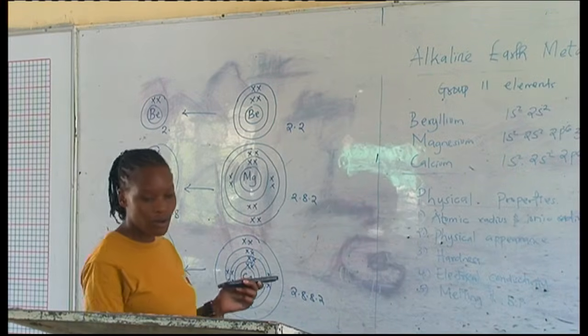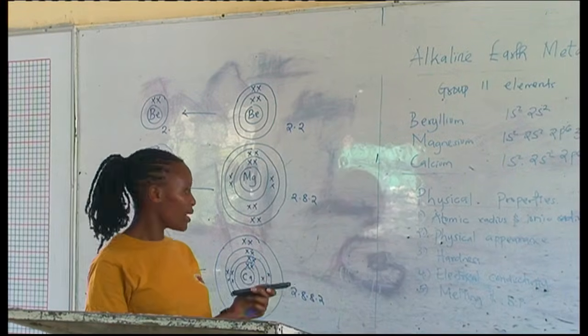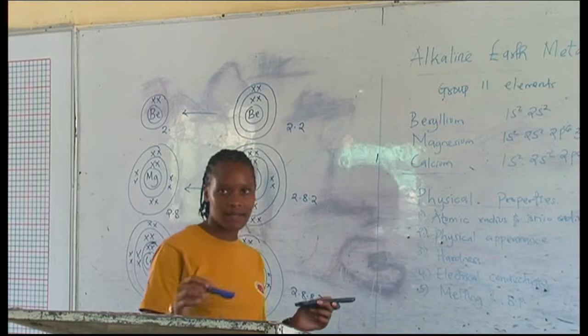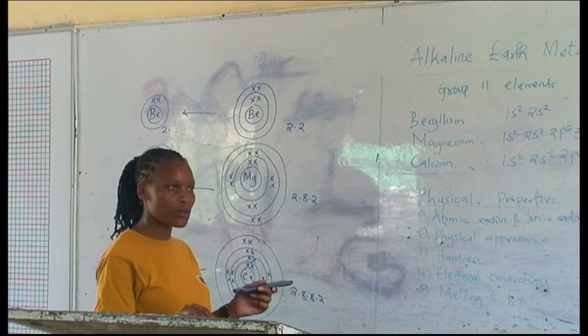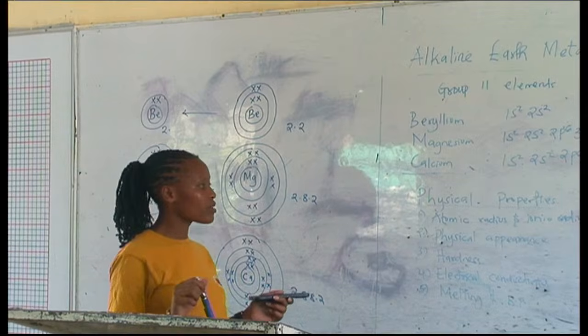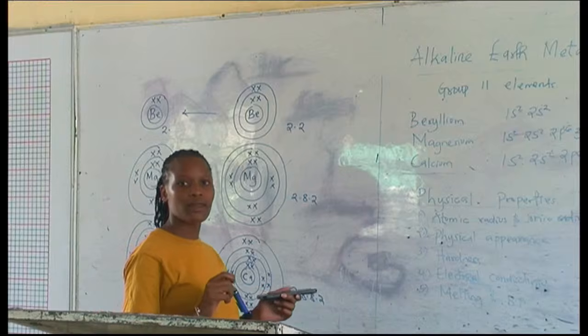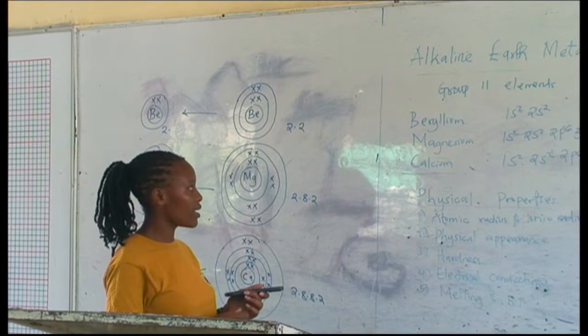And electrical conductivity, anytime you hear the word electrical conductivity, you talk about the localized electrons. That is when you are talking about metals. Metals will only conduct electricity when they have the localized electrons.